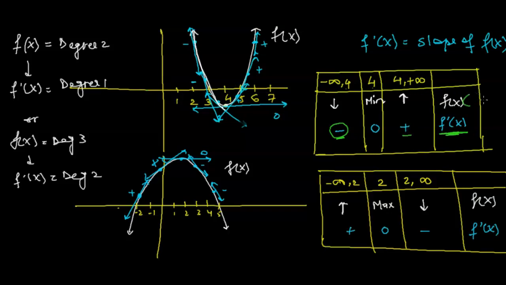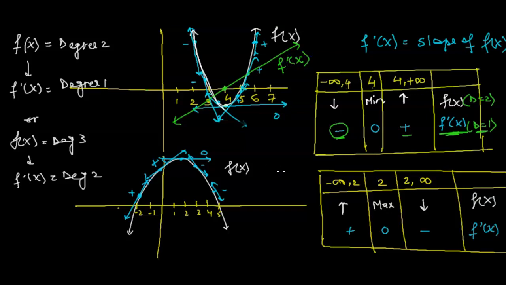Since we know the original function is degree 2, this would be degree 1. And degree 1 is a linear graph that shows us a 0 at 4. We can always mark the 0 first. Before that, the derivative graph is supposed to be negative, meaning below the x-axis. And after that, it is going to be above the x-axis, and a line going through this point. So this line represents the graph of the derivative.